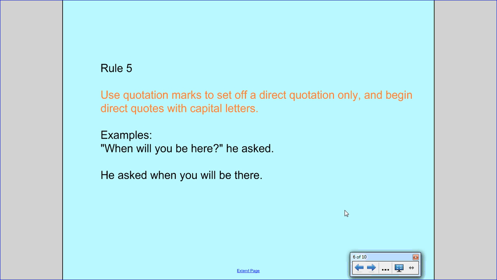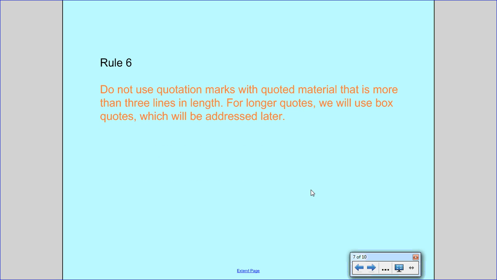Rule number 5 is use quotation marks to set off a direct quotation only, and begin direct quotes with capital letters. So direct quotation meaning this is what a person said. That is the only time you're going to use these to set off a direct quotation. And anytime you do that, regardless of where it starts in the sentence, it should start with a capital letter.